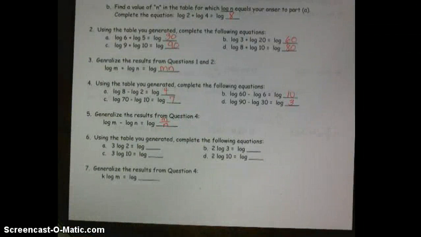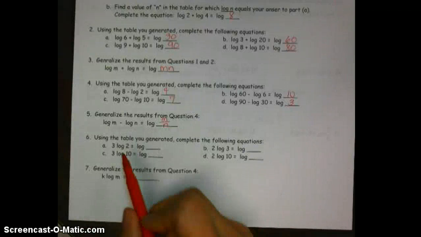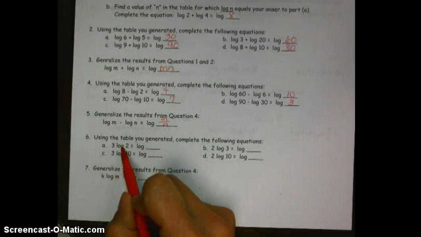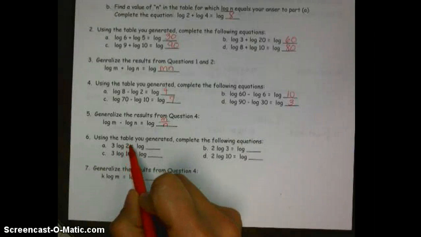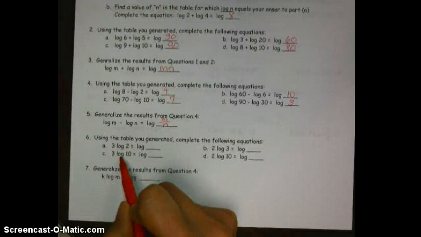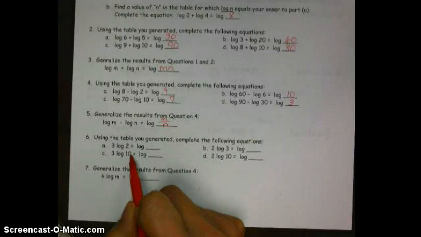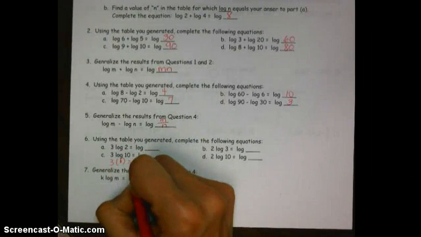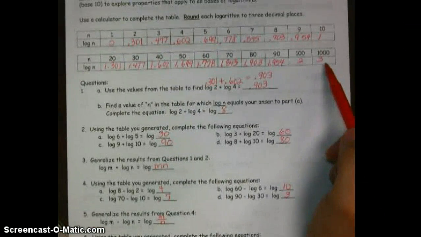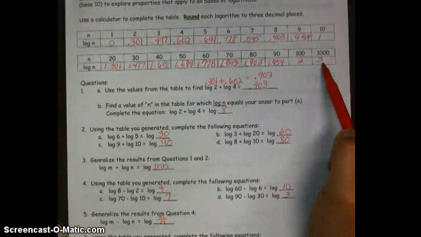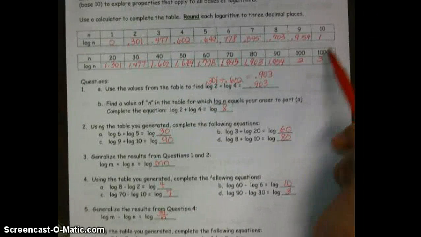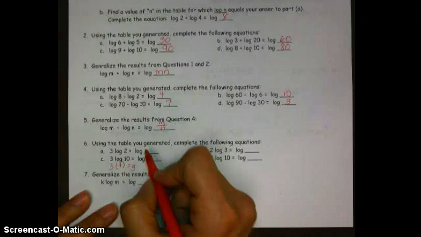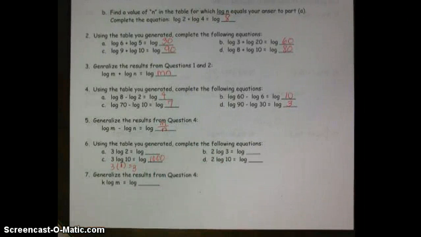Okay, so to see the next pattern here, this is asking us to compute 3 times log 2. This one's saying 3 times log 10. I'm going to start with this one because it's a little bit easier, because log 10 I know is 1. So 3 times 1 is 3. So I go to my table up on top and I notice that 3 corresponds with 1,000, right? So that's the same thing as saying log of 1,000.